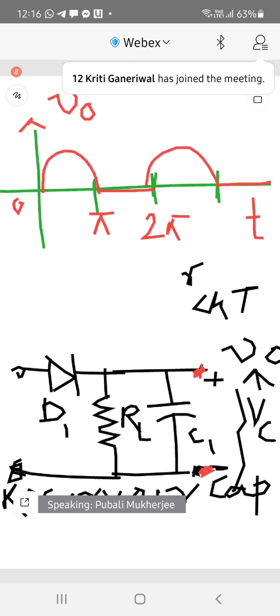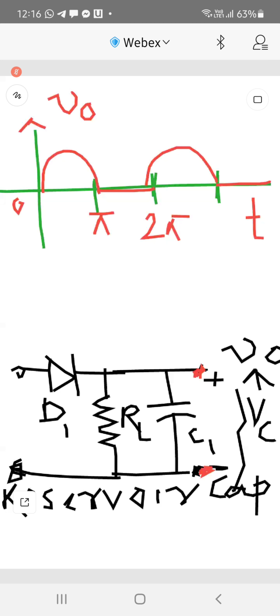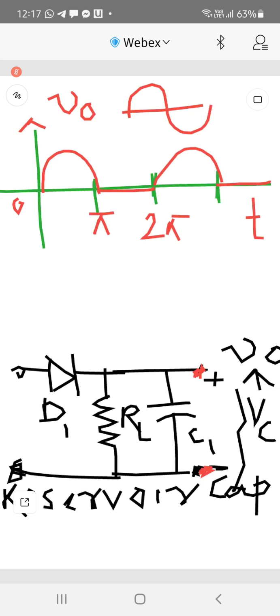Now you need to understand very carefully how the capacitor is functioning, and then we will come back to the smoothing property of the capacitor. How the capacitor is functioning: what I've drawn over here is the output signal. Let me also draw the input signal, very small, somewhere over here. That's not in scale with the output.